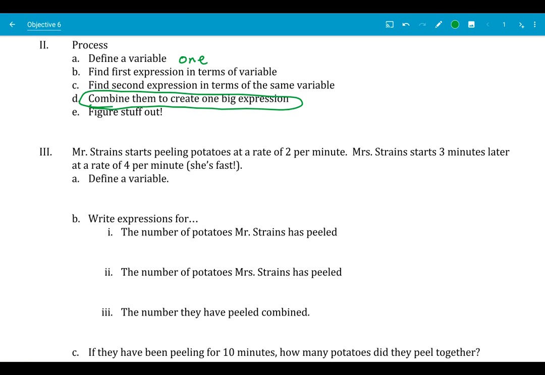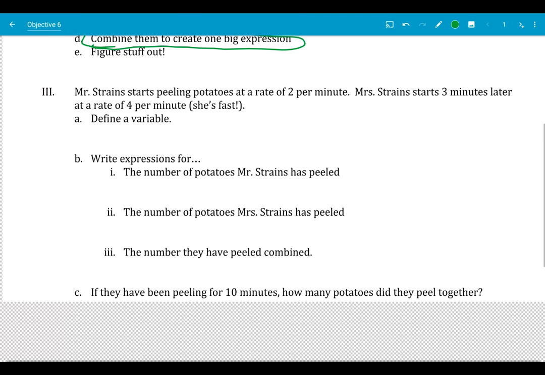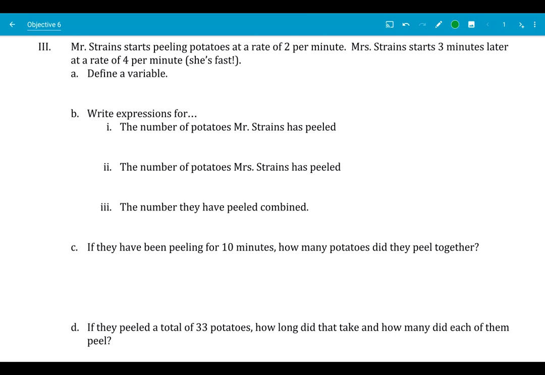The word problem we're going to use is a potato peeling problem. I know, very exciting. I start peeling potatoes at a rate of 2 per minute, and then my wife starts 3 minutes later, but she's peeling them at a rate of 4 per minute. First thing we need to do is figure out what variable we want. There are only two really things in this problem. There's time and there's potatoes.